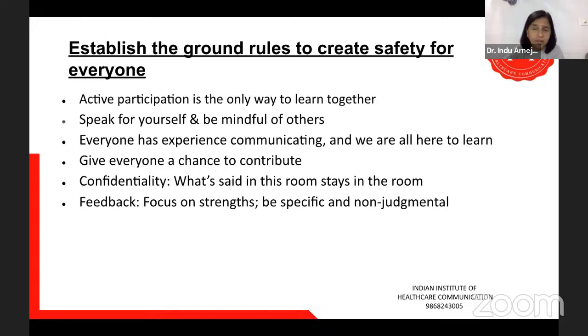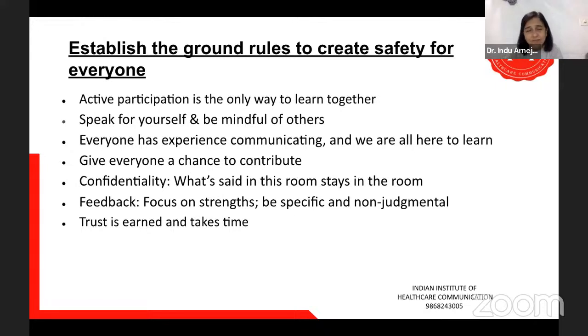You have to also remind people that when they give feedback, they have to talk about the plus or positive first and then the weakness that you want to point out. Because we all have a tendency to find fault. So we have to remind everyone that we are not here to find fault, but we are going to focus on strength and stay non-judgmental.